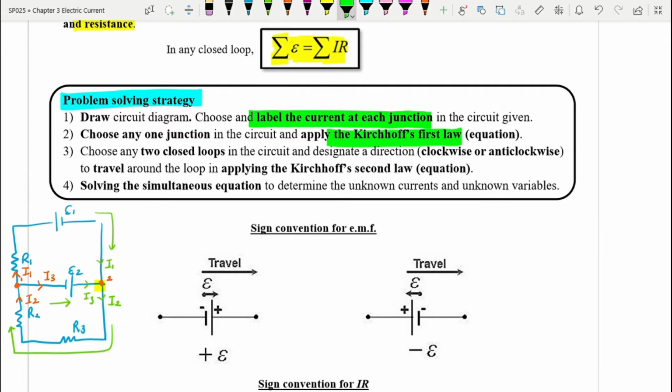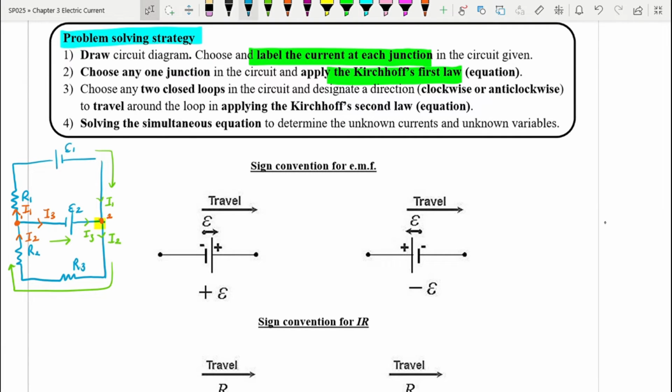Oh, yang ni yang kita dah buat tadi. Okay, kita pilih salah satu junction. Okay, dan kita kena apply this equation. Okay, contoh saya pilih junction yang kedua. So, macam mana kita nak buat?